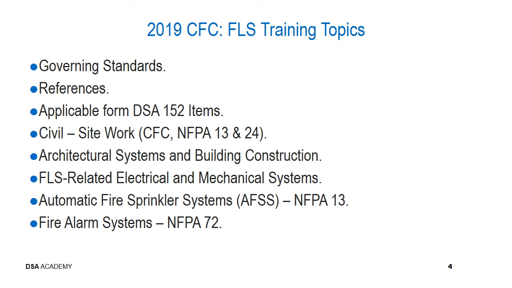Today we're going to cover governing standards, applicable references, applicable Form DSA 152 items, civil and site work elements applicable through NFPA 13 and 24 in addition to the Fire Code, architectural systems and building construction, FLS related electrical and mechanical systems, automatic fire sprinkler system issues outlined from NFPA 13, and fire alarm systems referenced to NFPA 72.